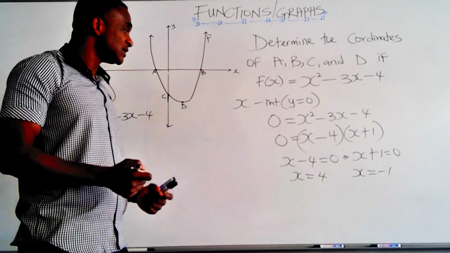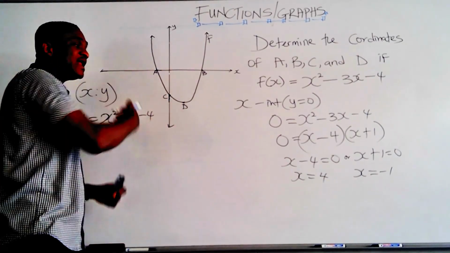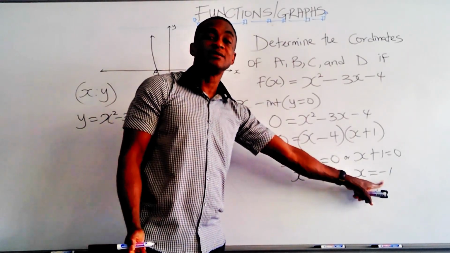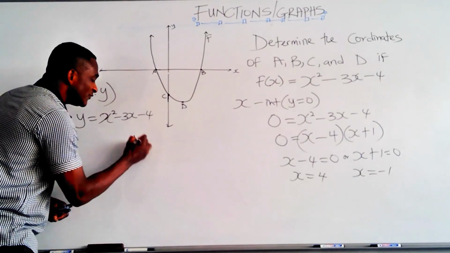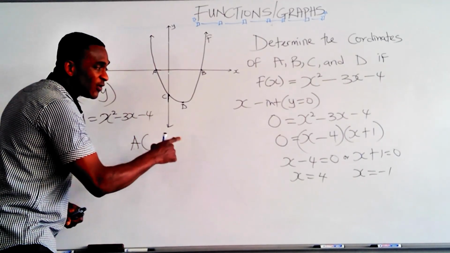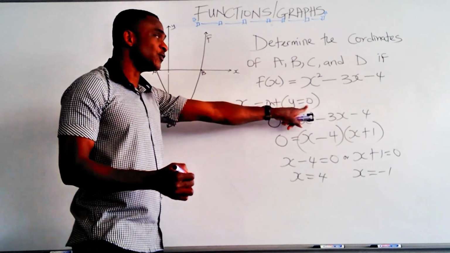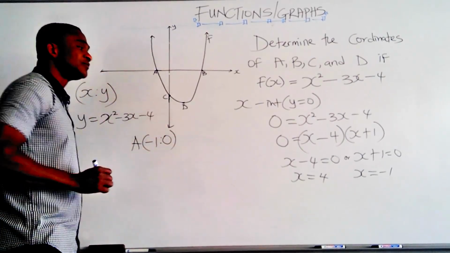The coordinates. Now, when we look at A, based on our Cartesian plane, A is on the negative part. So the negative value will actually be for A. And writing it as a coordinate, x before y, the coordinate of A will be negative 1, and at the x-intercept, y is always 0. So it's negative 1 and 0.